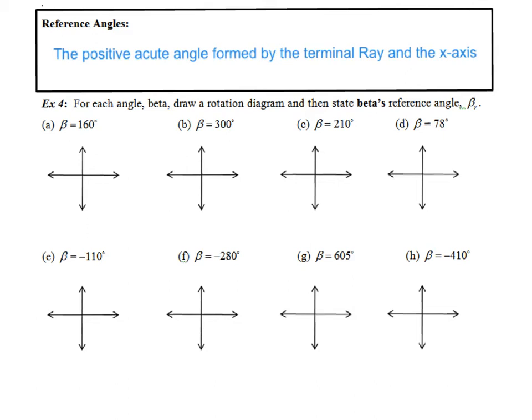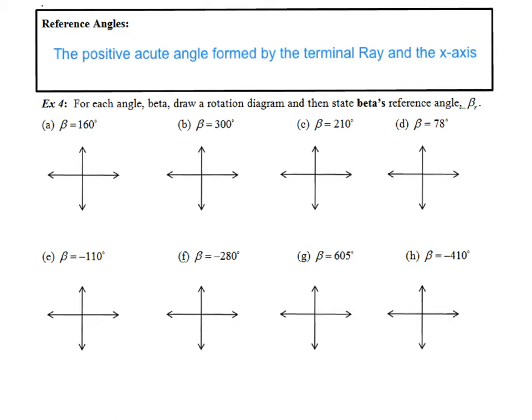The last type of angle that we're going to talk about tonight is reference angles. Reference angles are formed when I make a positive acute angle from the terminal ray to the x-axis. You'll see as we draw our diagrams.